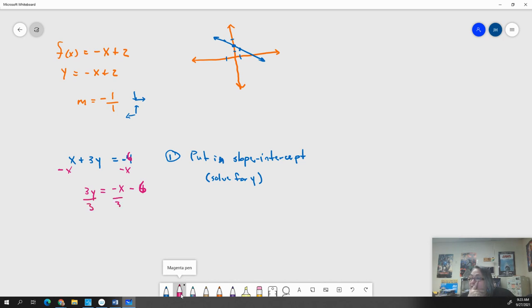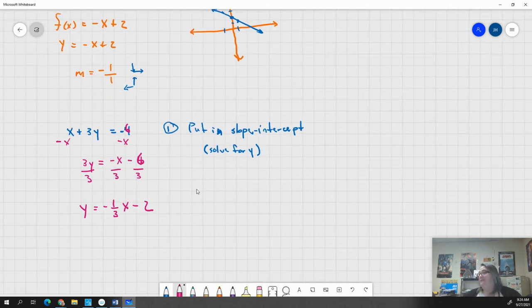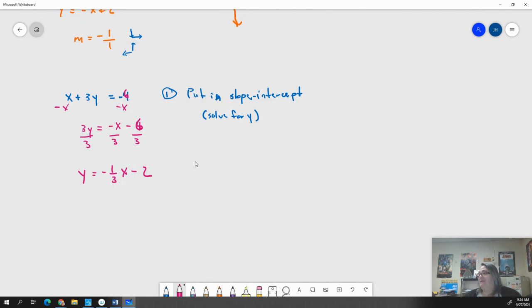So I'm going to divide this by 3 and this by 3 and this by 3 to get that y by itself. And I get y equals minus 1/3 x minus 6 divided by 3 is 2. Do you see why I changed it to a 6? Because I didn't want a crazy fraction for my intercept.